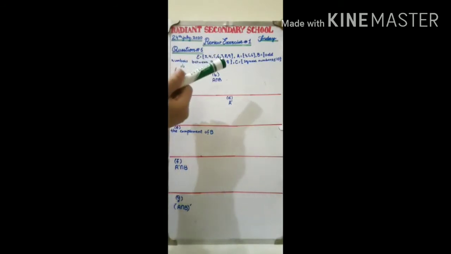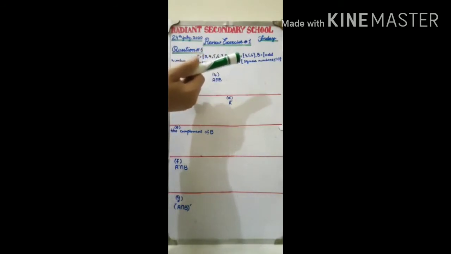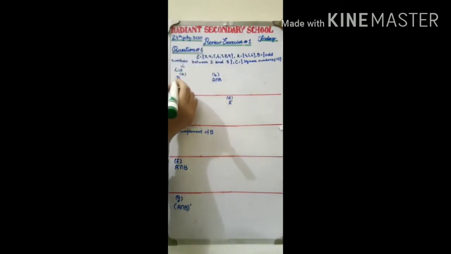Okay. In the question it is given that B set is odd numbers between 2 and 8. So when we write B set here, we have to take odd numbers between 2 and 8. So it will become 3, 5 and 7. These three numbers are odd numbers and present between 2 and 8.